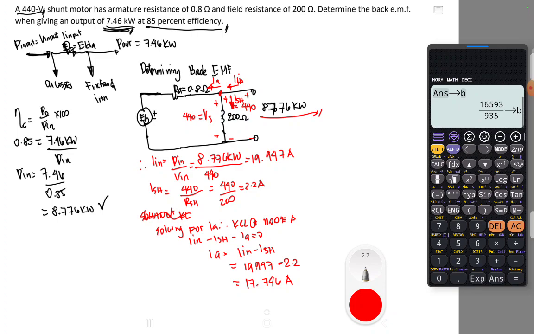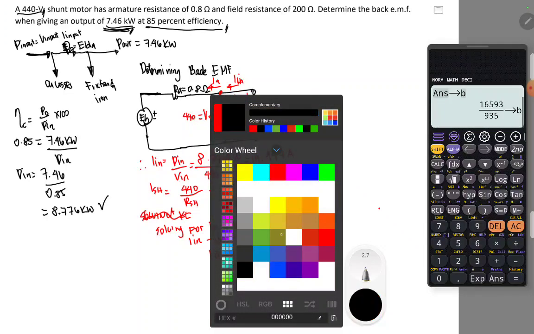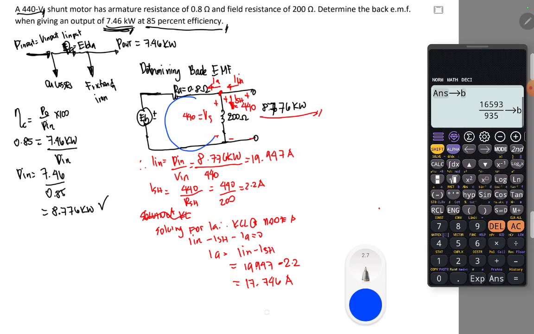After considering our IA, of course we would solve for our EB, right? So how will we solve for our EB? Of course we would take our KVL, right? So by taking KVL at this mesh, we'll have KVL at mesh 1. We'll have negative 440 plus VA plus EB equals 0. So therefore our back EMF is equal to 440 minus VA.